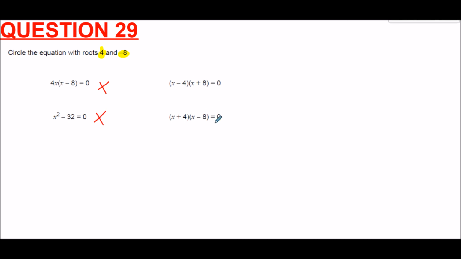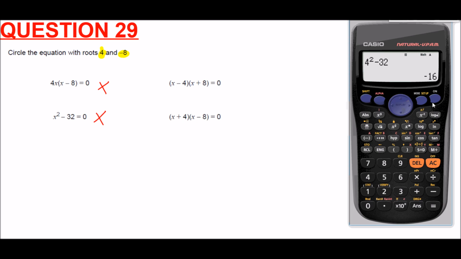How about this one, perhaps? So just copying it in exactly as it appears. X is 4, so let's try 4 first. So 4 minus 4. Four plus 8. That does give an answer of 0. But it says roots plural, so 4 works, but we need to try it for -8 as well.